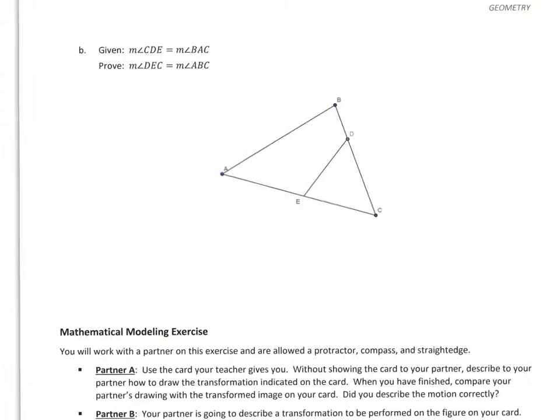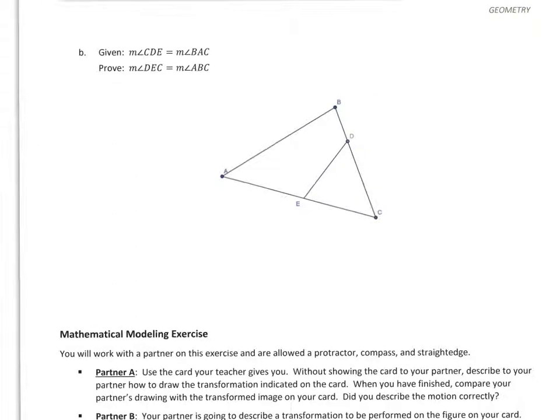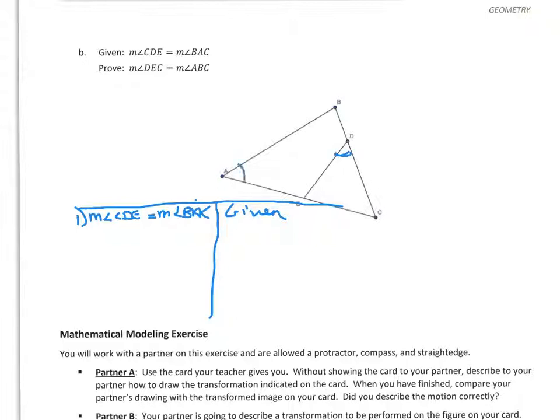Okay, now on this one, you were supposed to do a proof. So the first thing you should do is draw your figure. And so always, the first thing we're going to put is our given. The measure of angle CDE is equal to the measure of angle BAC. That's just given. All right, so CDE, this angle, is equal to BAC.